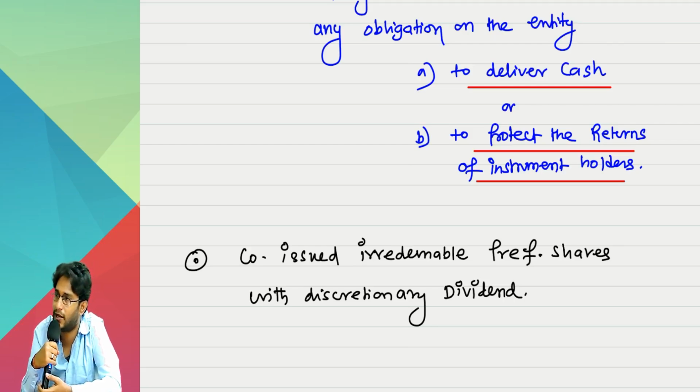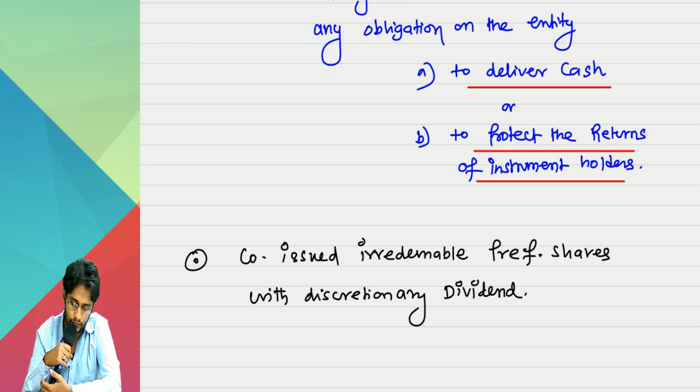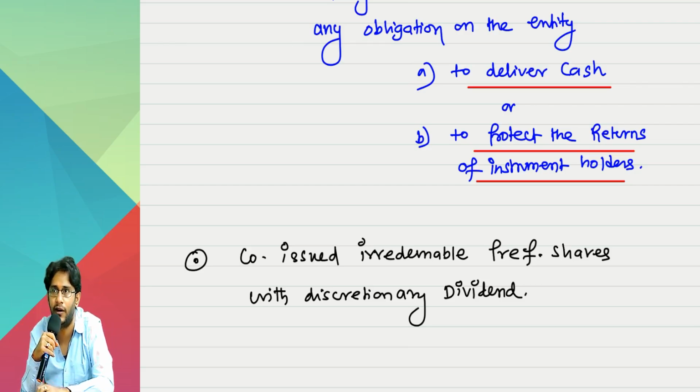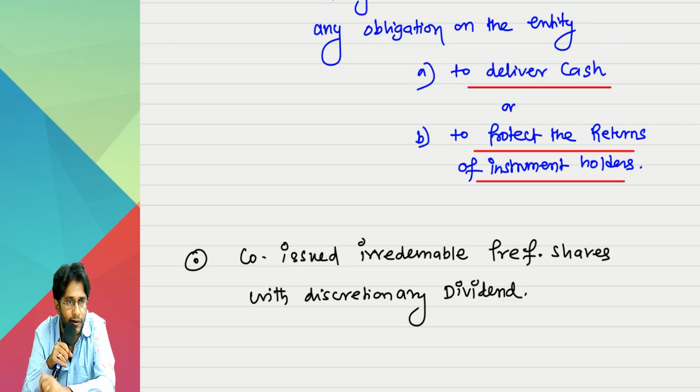Irredeemable. Do I have an obligation to pay? No. Discretionary dividend, what is the meaning? Every year I may pay dividend, I may not pay, depending on whether I have profits or not, whether I need money for some other purpose. Then I may give you dividend. But I don't have an obligation to pay dividend.